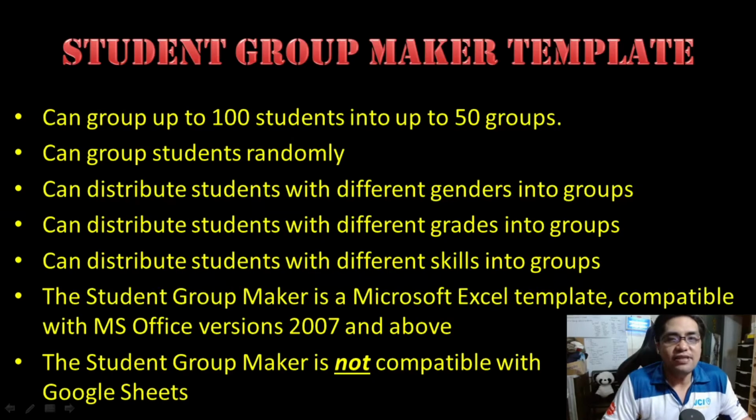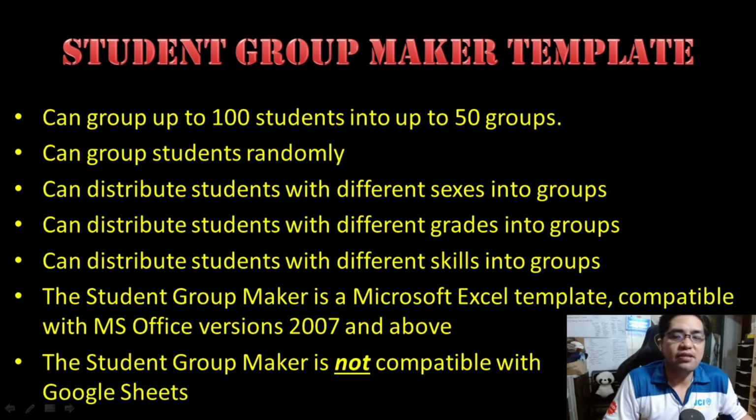Now let's have an overview of the features of the Student Group Maker template. First of all, the Student Group Maker template can group up to 100 students into up to 50 groups. It can be used to group students completely randomly, or you can choose to distribute students with different sexes into different groups. Or you can choose to distribute students with different grades into groups, or distribute students with different skills into groups.